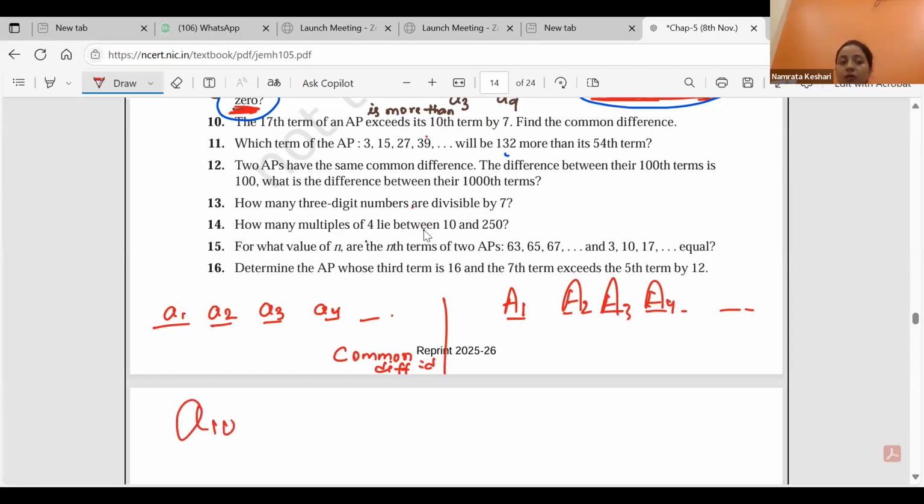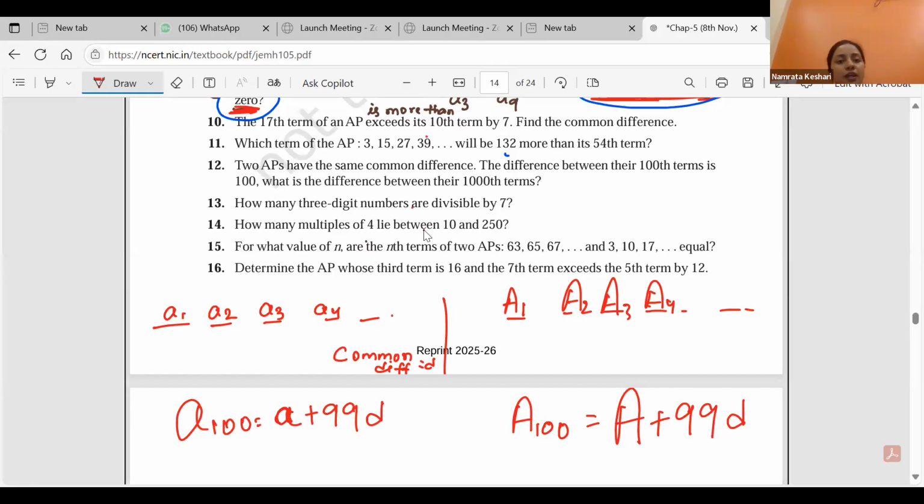The 100th term over here will be a plus 100 minus 1 into d. Yes or no? Yes, ma'am. And here the 100th term will be A plus 100 minus 1, and the common difference is the same. Yes or no? Yes, ma'am. Now this condition we are having in hand.